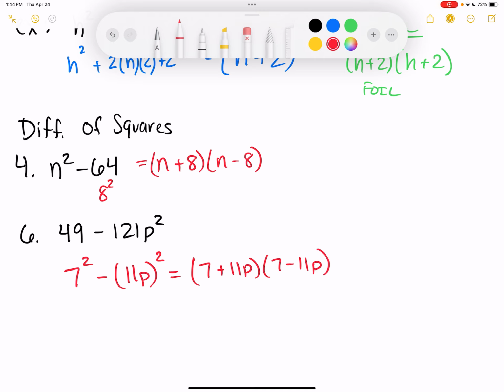Now, I basically will always do plus then minus. It's totally fine if you do 7 minus 11p times 7 plus 11p. They both are the same thing, right? Doesn't matter what order they're in, as long as they're both there. One's positive, one's negative, we're good.